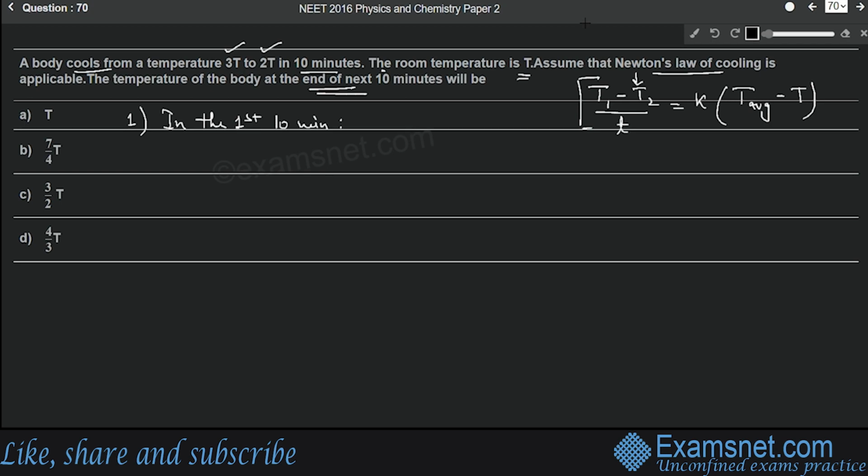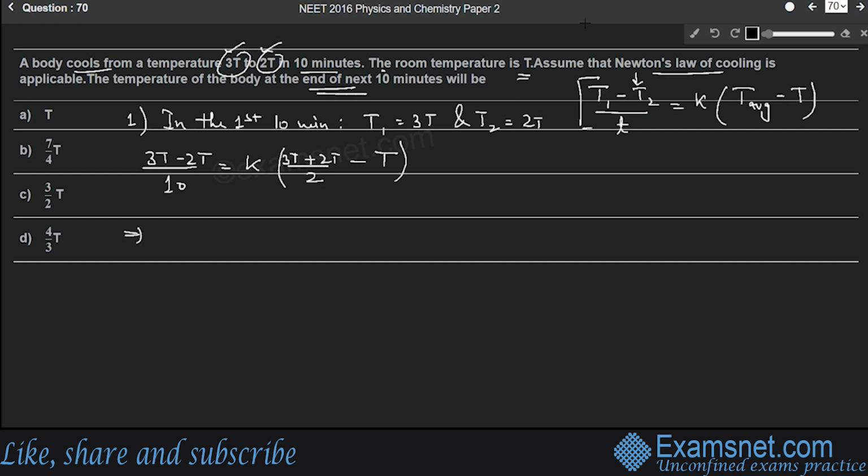the body cools from 3T to 2T. That means T1 is 3T and T2 is 2T. So we'll put these values in the given formula. Okay, so T1 minus T2, that means 3T minus 2T upon time, that means 10 minutes, equals to K, that is a constant, into average temperature, that means 3T plus 2T upon 2. This is the average temperature, minus room temperature, that is given as T.